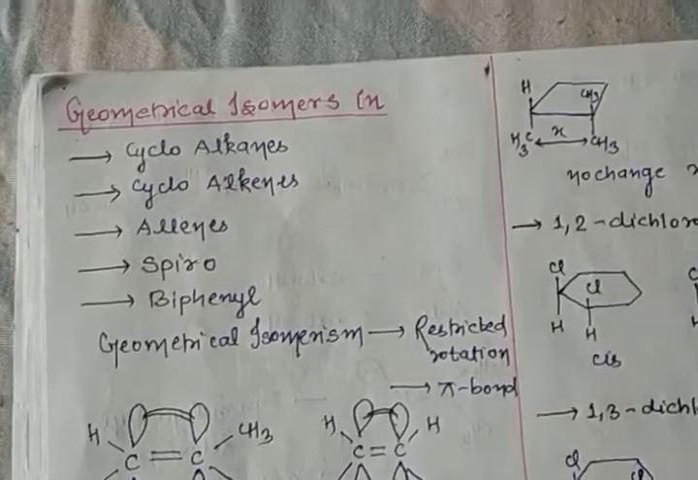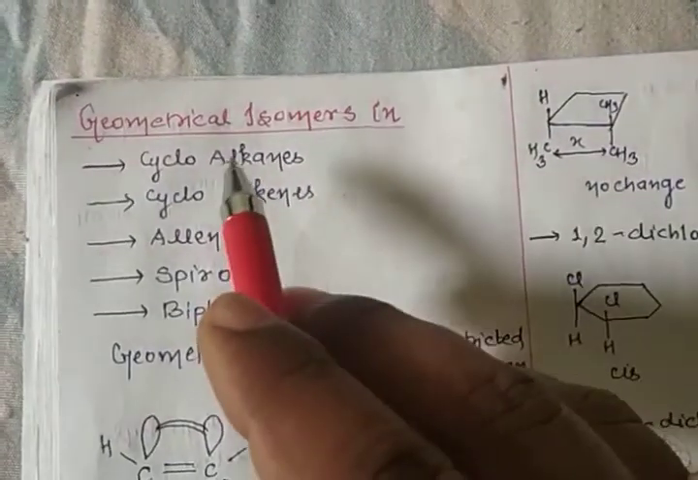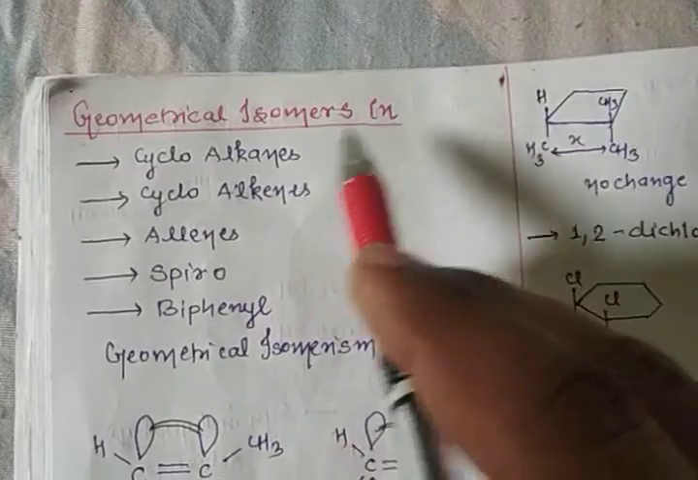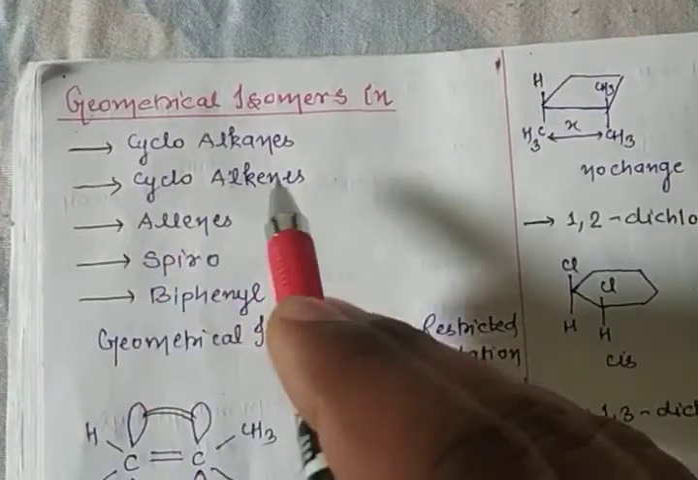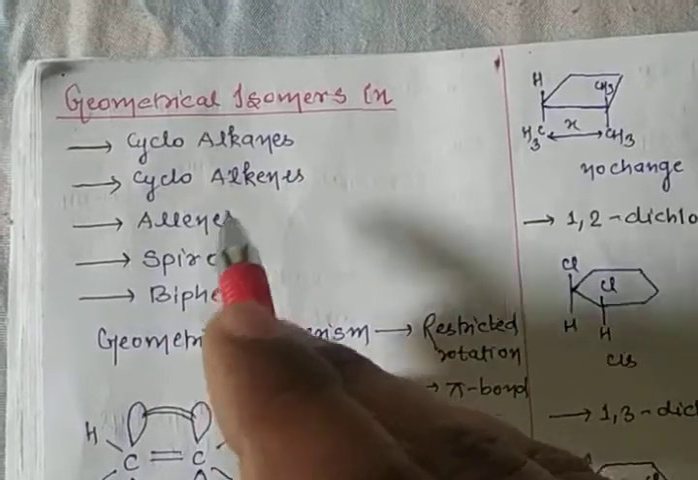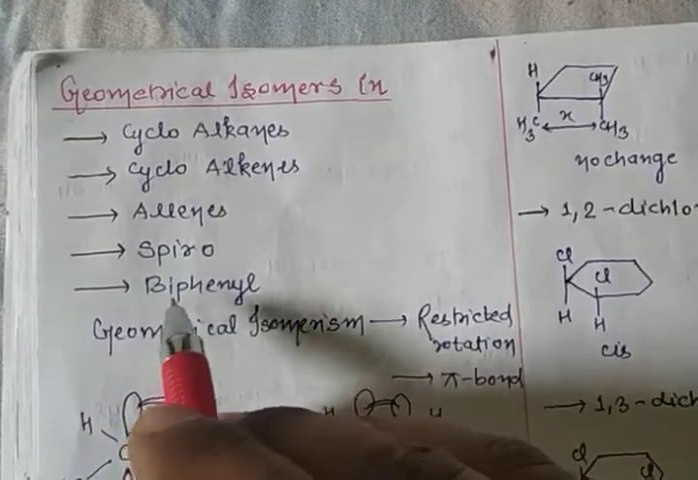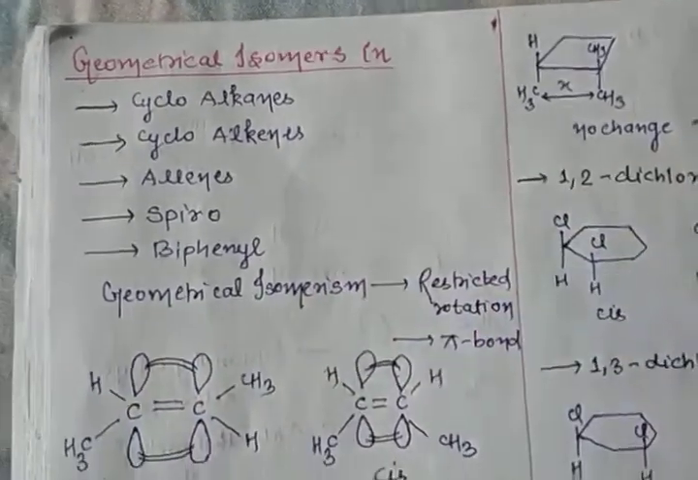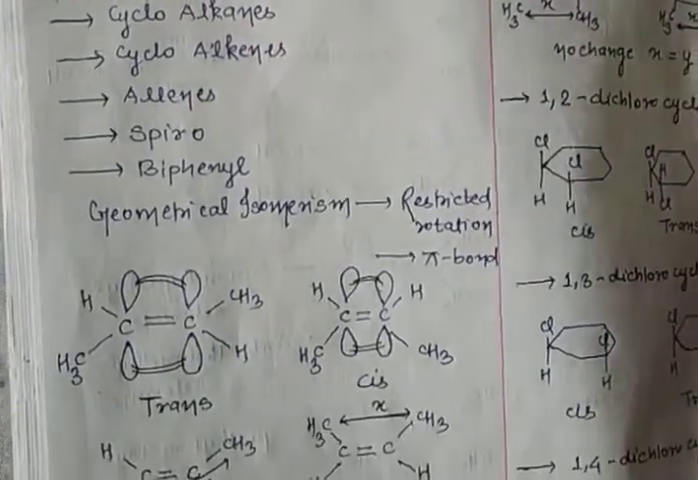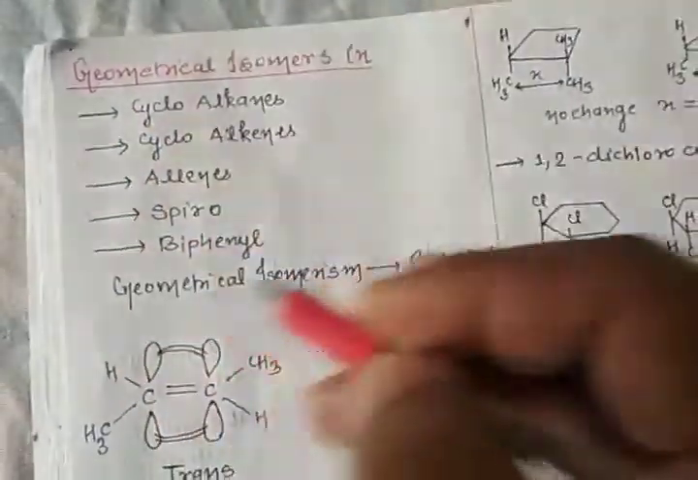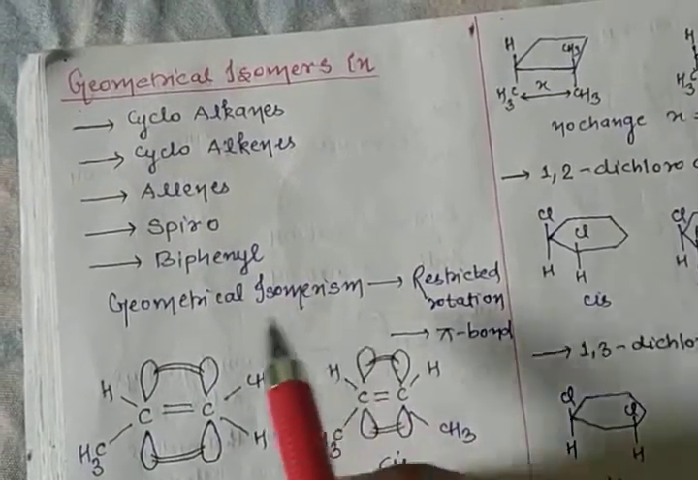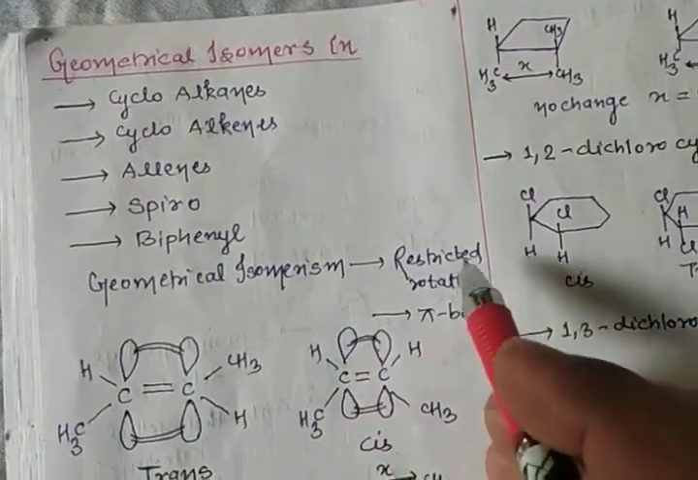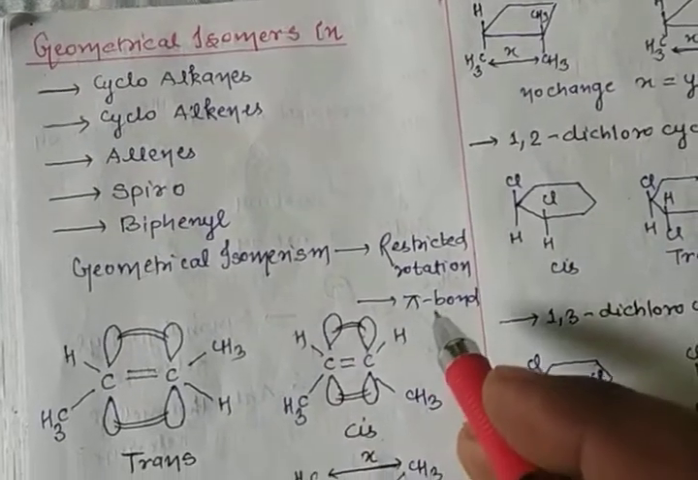Hello students, now the next topic, geometrical isomerism, in these systems. The first one is cycloalkane, the second is cycloalkenes, the third is allenes, the fourth is spiro compounds, and the last one is biphenyl. We will discuss these 5 topics. First, you know there is restricted rotation in a pi bond.